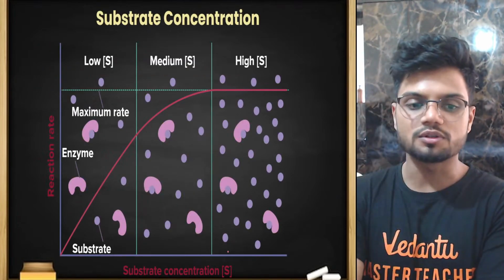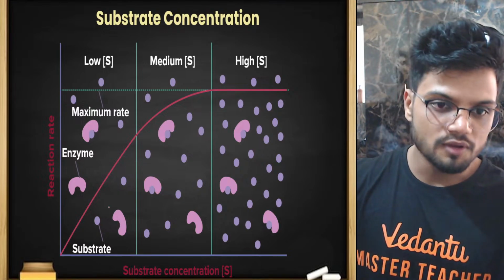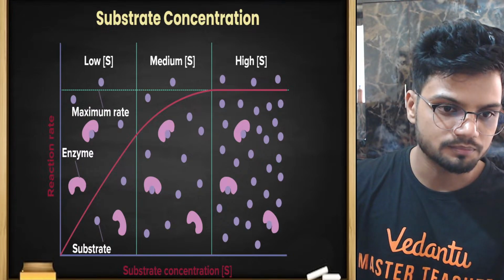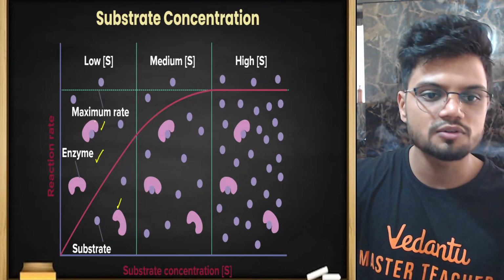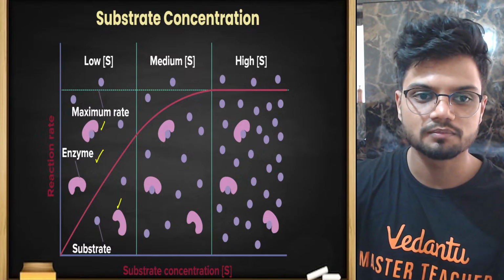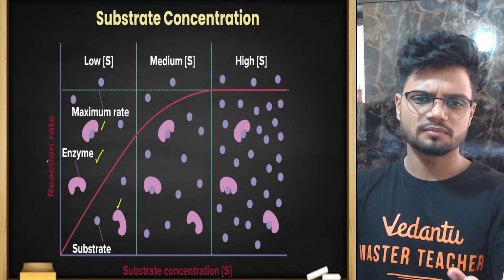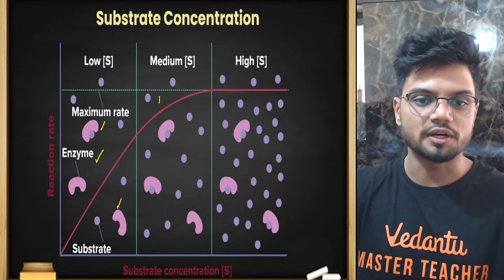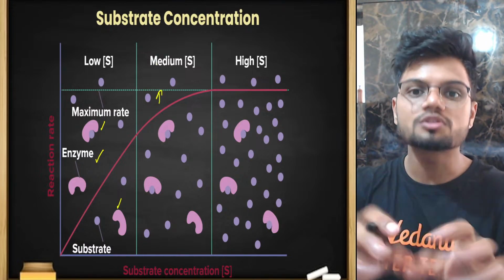Now, substrate concentration, understand. If you look at the substrate concentration, first we have enzymes here. Can you see? The first enzymes are free enzymes here. Only this enzyme is forming a bond with the substrate. Now, why is this happening? This is happening because the substrate is very little. Now, what you do is you increase the concentration of substrate in the medium. Now, you add more substrate to it.